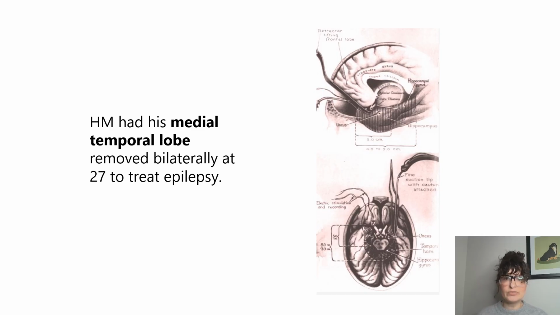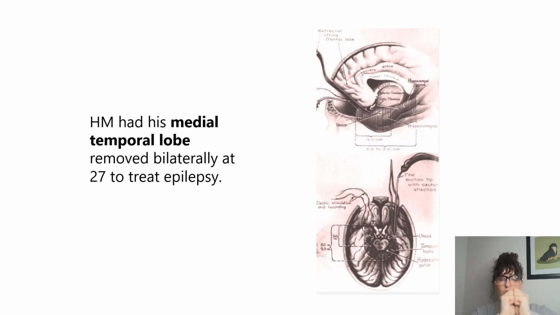He wasn't able to finish high school. He didn't work. His parents had to take care of him. And so to try to address his situation, neurosurgeons removed bilaterally his medial temporal lobe. And so this is the hippocampus and then parts of the temporal lobe that sort of knuckle around the hippocampus.